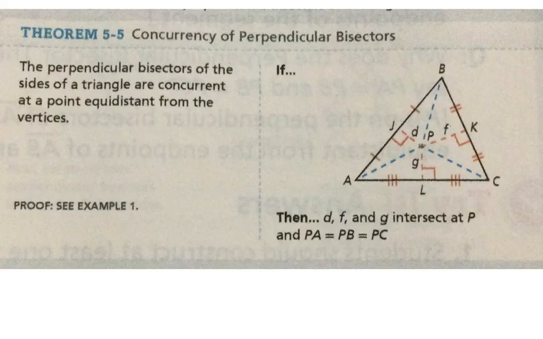Okay, so when you look at this one, it says the perpendicular bisectors of the sides of a triangle are all congruent. So this is a real fancy definition. So let's think about what they're saying here. If I have a triangle, the triangle has 3 perpendicular bisectors.